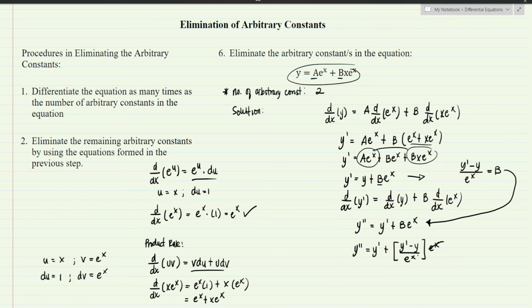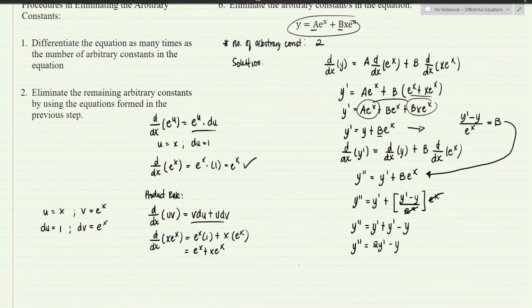Notice I can cancel out e raised to x here. So I will be left with y double prime equals y prime, then plus y prime minus y. I can simplify y prime plus y prime. So I would have here y double prime equals 2y prime minus y. Now the next step here is to transpose all of the terms on one side of the equation. So the final answer here would be y double prime minus 2y prime plus y equals 0.